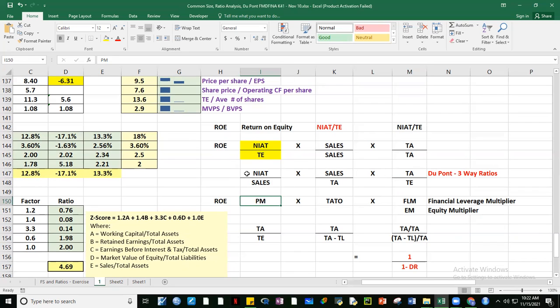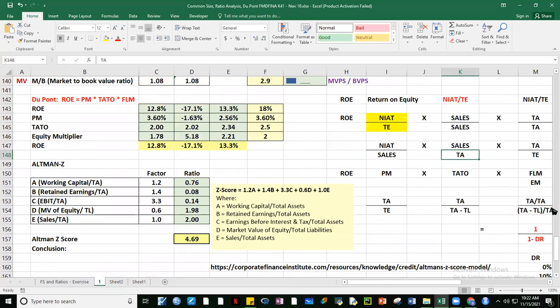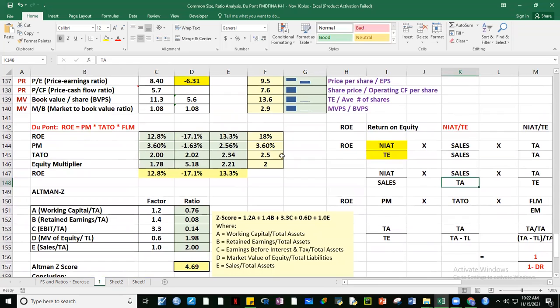Another way is to increase your net income after tax. Sales can be increased, but net income after tax should also increase. And sales should increase compared to your total assets. All right, so this, guys, is what we call the DuPont three-way ratios or three-way analysis. Okay, so let's now measure that. This is profitability margin, TATO, and equity multiplier. So let's measure these three.